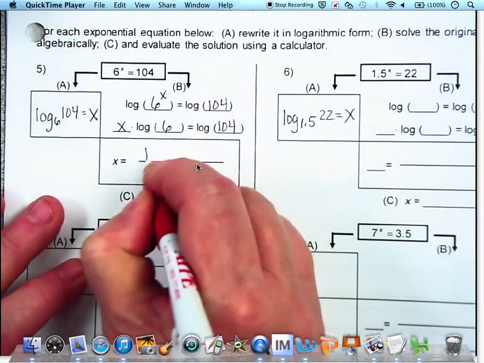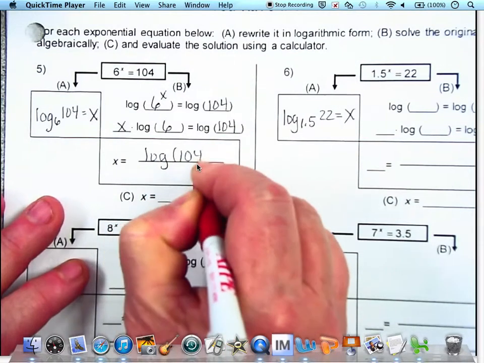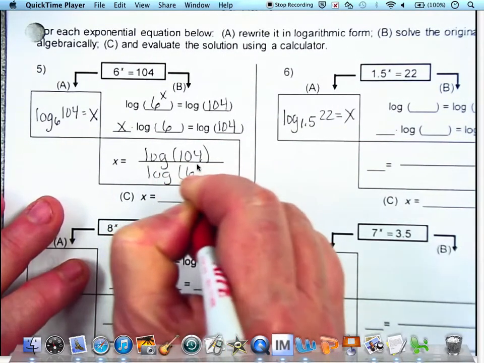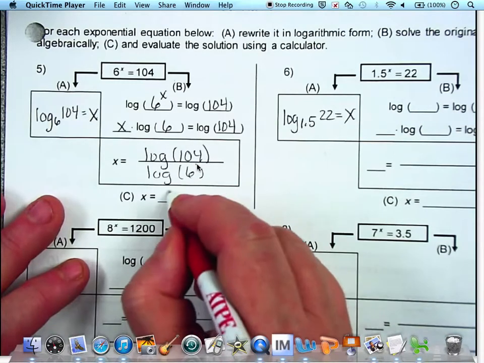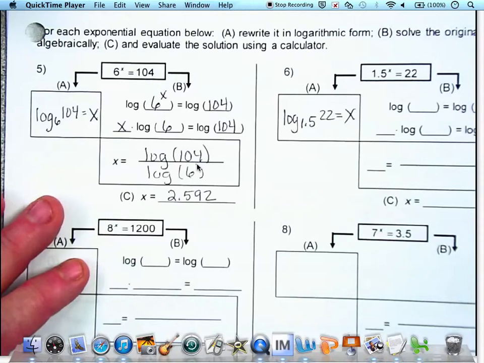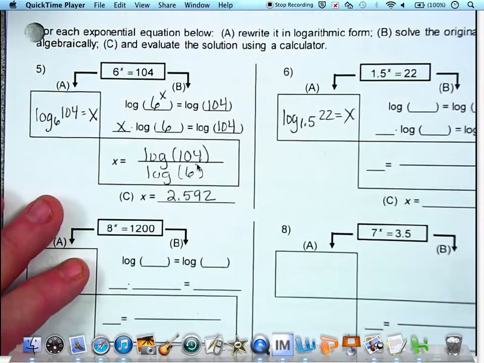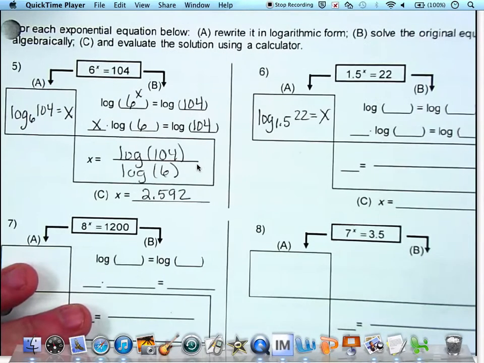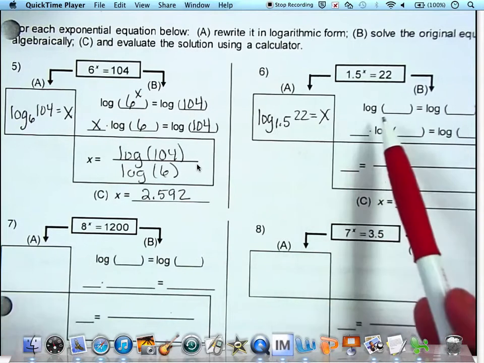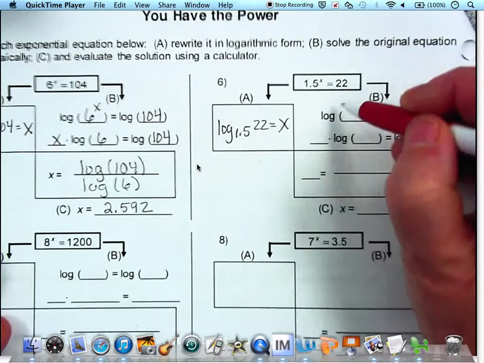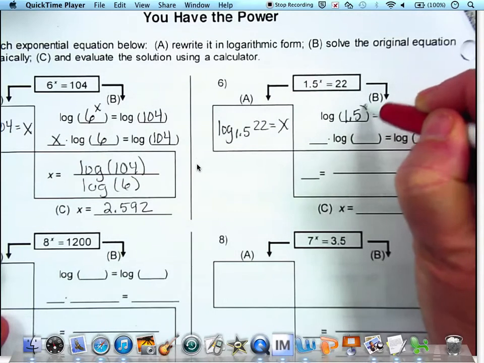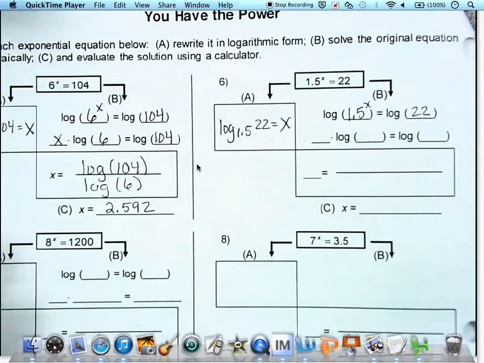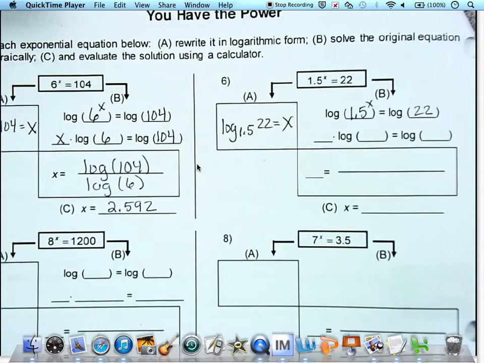So we're going to have the log of 104 right here divided by the log of 6. 2.592. That's 2.592, good. Let's do 3 decimal places. Do you want us to go to mode and switch it to that? No, you don't have to. You can just round it. Or if you want to, you can. Just remember to switch it back later. Okay, so then do the same thing on number 6. Log of 1.5 to the x equals log of 22, and then move your x in front. And keep going, do 6, 7, and 8. Same way.